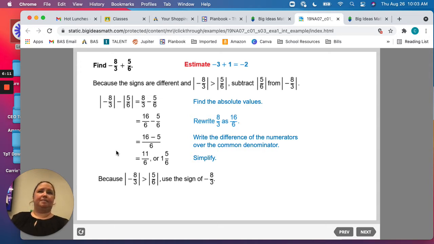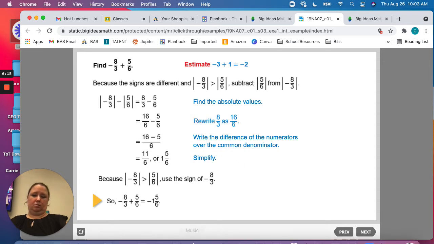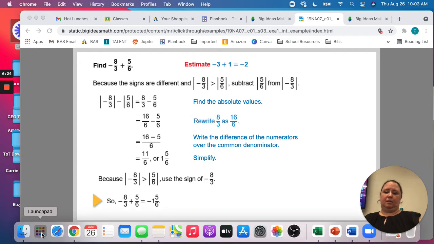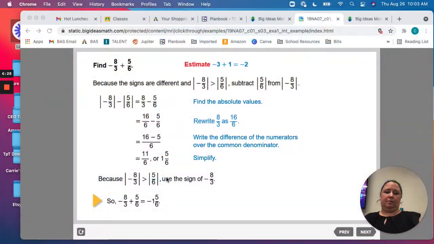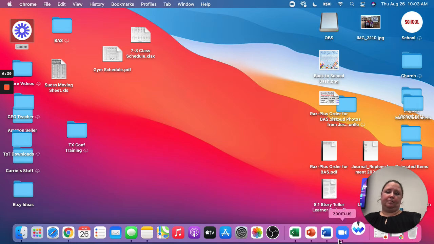Make sense? Okay, now I want to show you, this was a little more convoluted than I like, so let me move my face. I got an app. Where's my app? Okay.